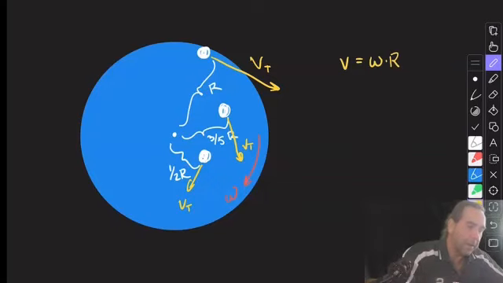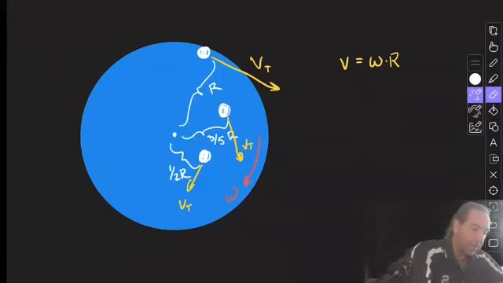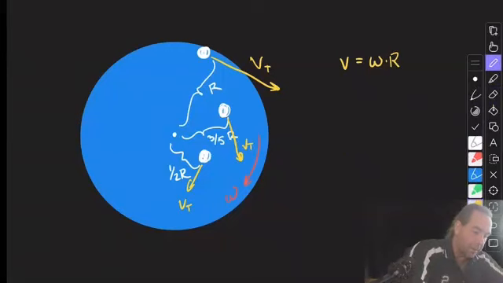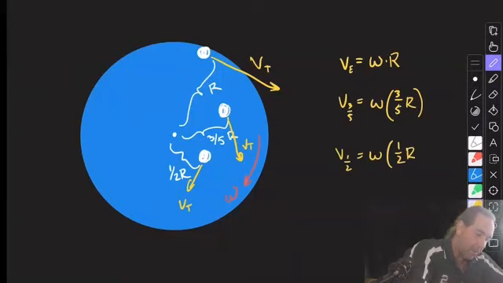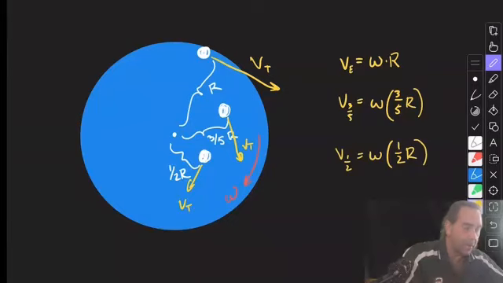So the guy on the edge, he's traveling fastest. The guy at half R is traveling half that speed, since it's a linear function. This is the edge guy. The guy at 3/5, his speed is going to be omega times 3/5 R, and the guy at half is going to be omega times 1/2 R. But they all have the same period, and they all have the same omega, all the same angular speed.